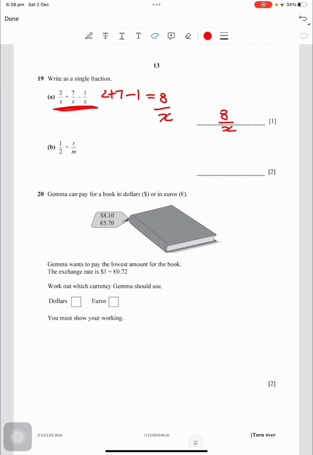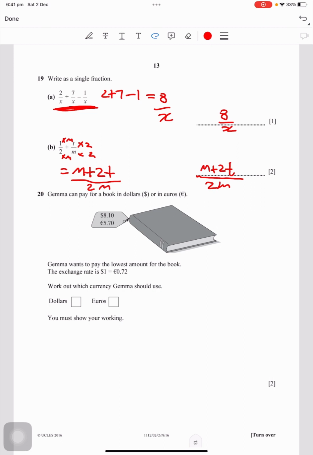Okay, B. 1/2 plus t/m. Okay, so for this, what we can do is first we can do times m here, and here 2 times m, and here we'll do times 2 times 2. So this will equal to m plus 2t by 2m. Okay, so this is our answer. We can write this. M plus 2t. Yeah, let me write the t a little bit differently so you can tell between the plus and the t. There. And we can write 2m here. There. So that is our answer.